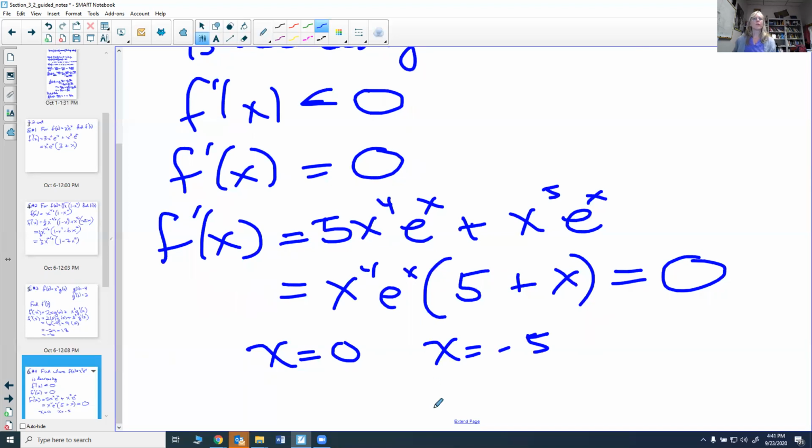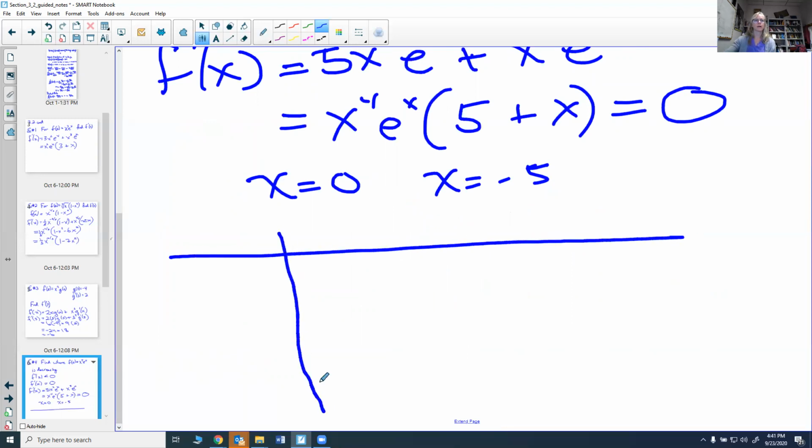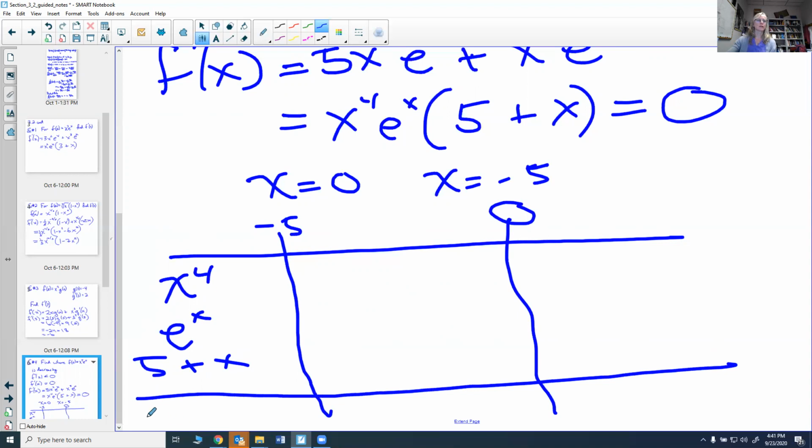So the easiest way to find out where this is negative, where it's less than 0, is to actually just look at a number line. So -5 is here on the number line and 0 is here on the number line. And then I'm going to look at my factors. My factors were x to the 4th, e to the x, and 5 plus x. And then what I'm going to look at in the end is that product, because that's really what I'm looking for. So I'm going to look at each one.